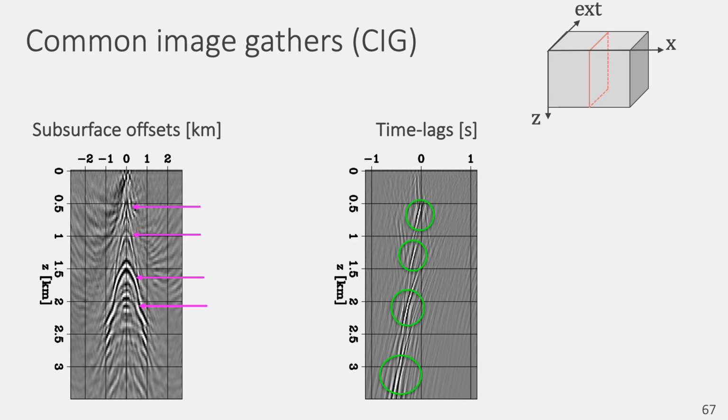Moreover, the moveout of these events can be interpreted and can bring additional information on the inaccuracies of our velocity model mi. Here, for example, the subsurface offset common image gather shows frowning moveout, which indicates that our velocity model is too slow. This is also confirmed by the moveout of the event circled in green on the time lag common image gather shown in the right panel. Indeed, the more inaccurate the velocity model is, the more energy will be spread away from the physical axis.